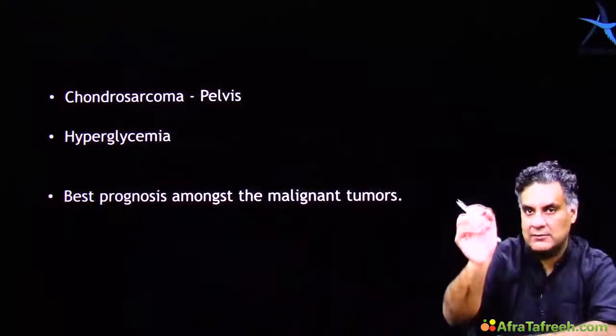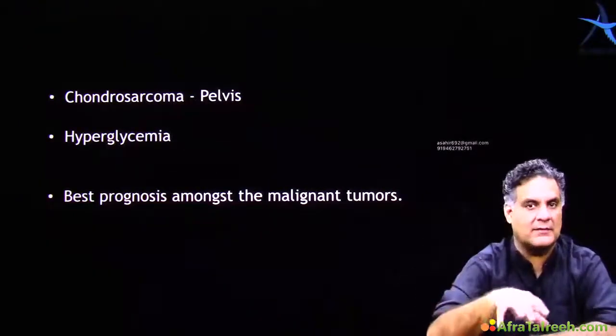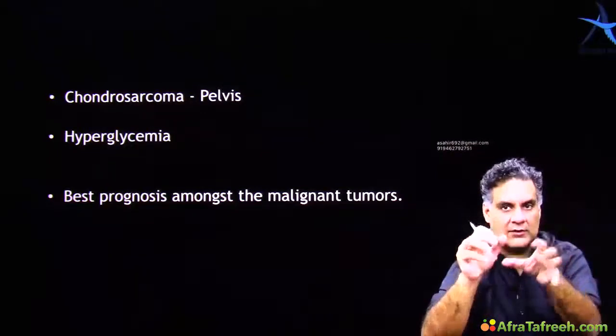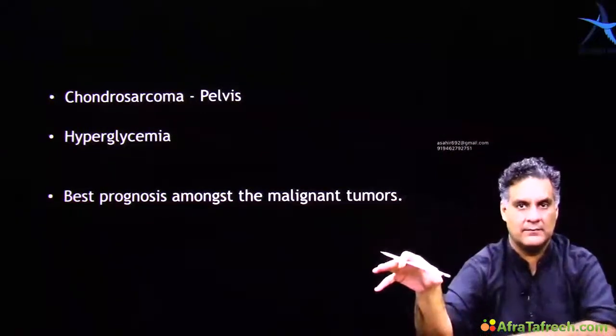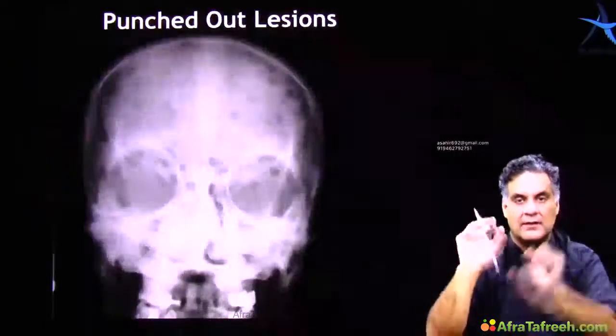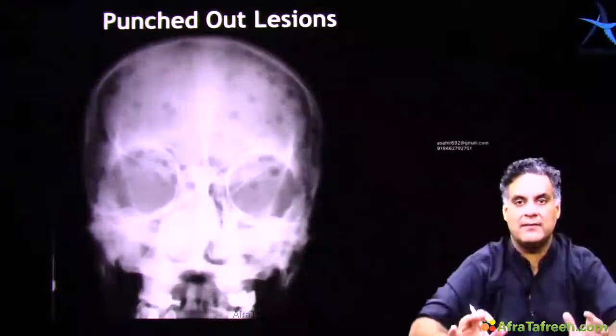Coming to a third malignant tumor, chondrosarcoma, which is commonly seen in the pelvis. It has the best prognosis among the malignant tumors. So the best among malignant is chondrosarcoma, then osteosarcoma, and the worst is Ewing sarcoma. And then this is a tumor which is associated with hypercalcemia. Skulls and lytic lesions have been shown for the last 5 years in every exam.